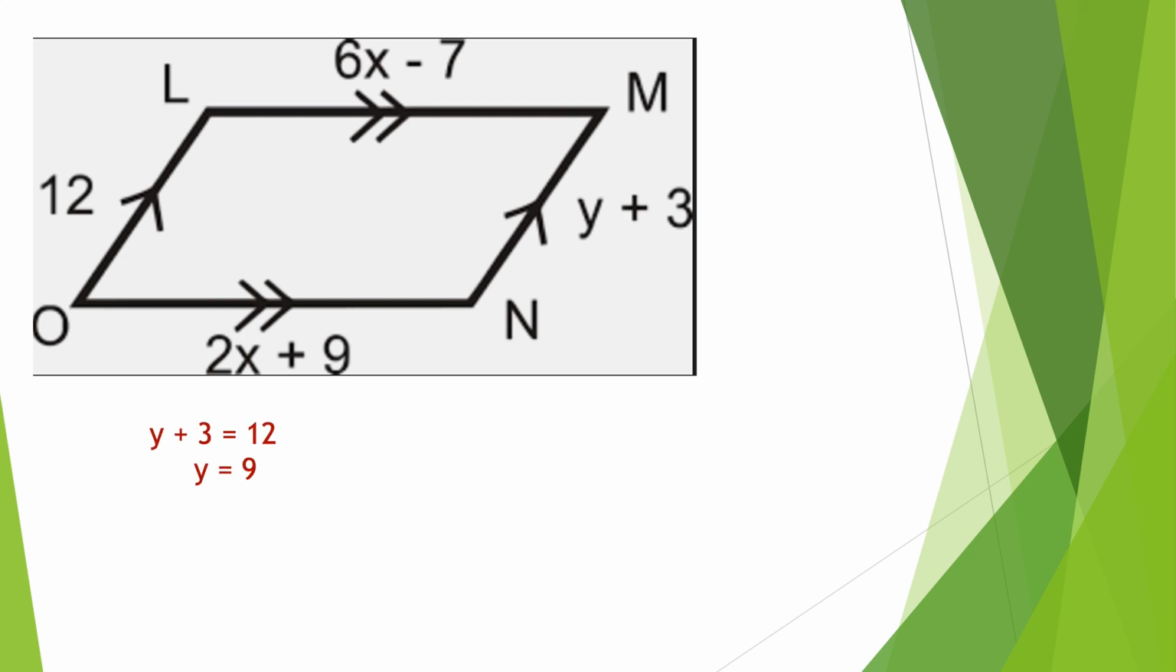So y plus 3 equals 12. Subtract 3 from both sides. Y is 9. Now, it's also true of the top and the bottom. So 6x minus 7 has to equal 2x plus 9. Go ahead.